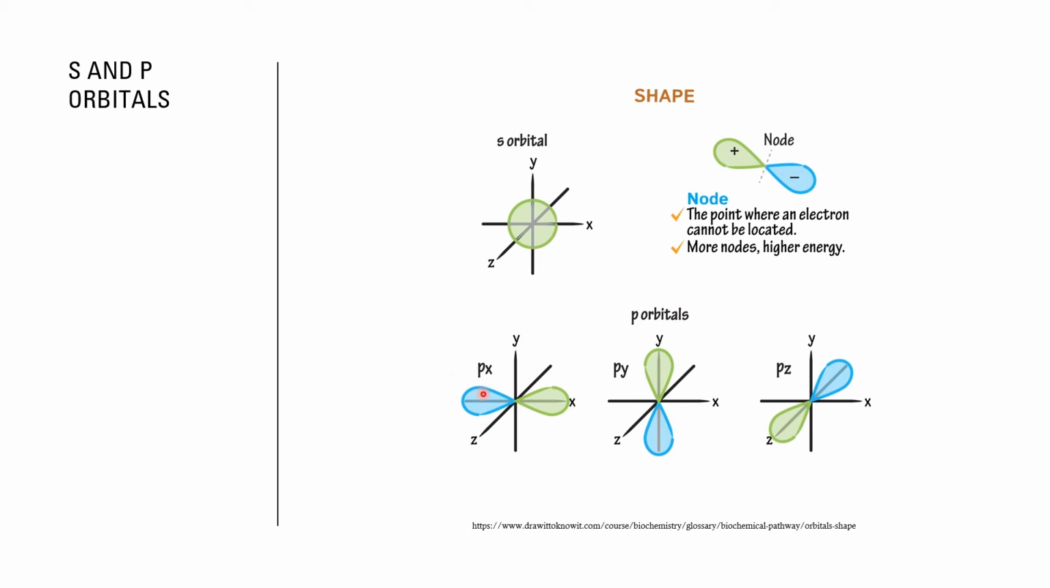Now, these nodes, again, can hold electrons, and this is the area where the electrons can be. Essentially, as it says there, more nodes, higher energy.